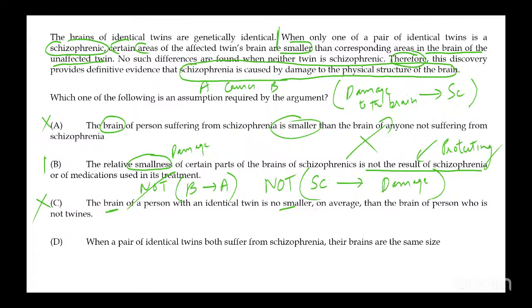D, when a pair of identical twins both suffer from schizophrenia, their brains are the same size. Again, it talks of the brain being of the same size. We are concerned with certain areas of the brain, right? D is out. In fact, most of you would have eliminated A, C, and D merely because they talk of the brain as a whole and not certain areas of the brain. Option B is correct.